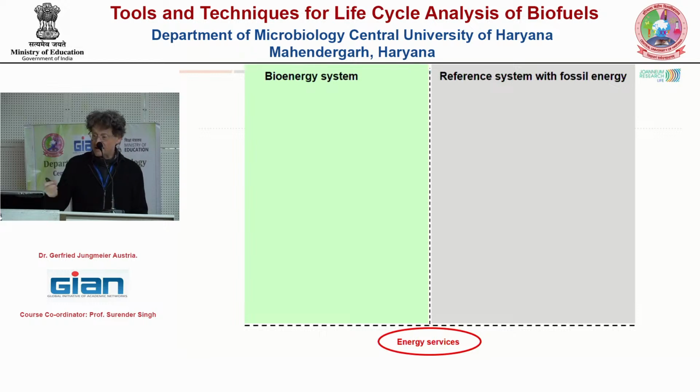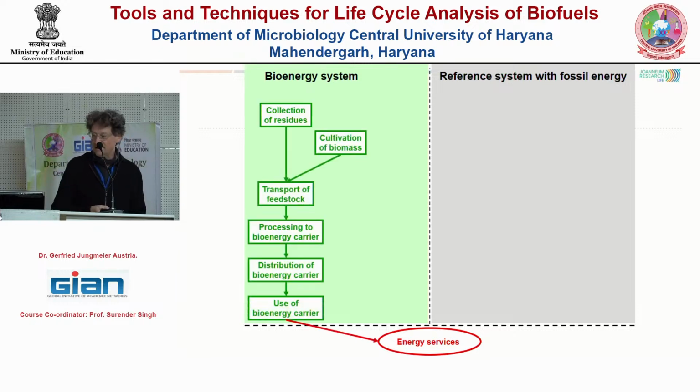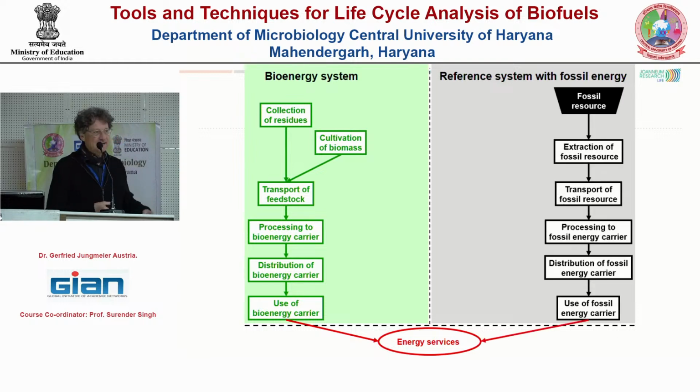I show you the same picture a second time. I already showed it to you yesterday, but I think it's good to repeat because this is really an essential graph to see if you want an energy service from bioenergy or fossil energy. These are the key processes: collection of residues, cultivation of biomass if you're in agriculture, the transport, the processing to bioenergy carrier, distribution of the bioenergy carrier, and the use of the bioenergy carrier.